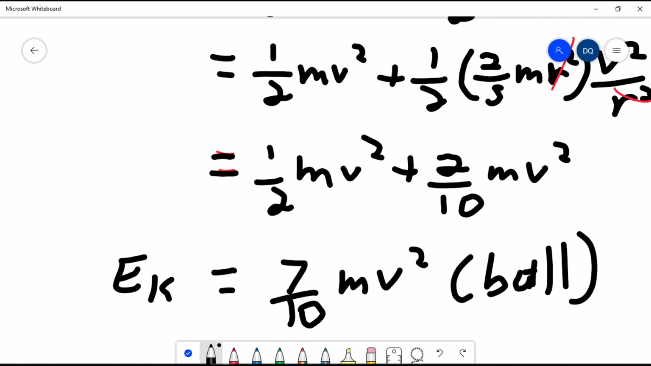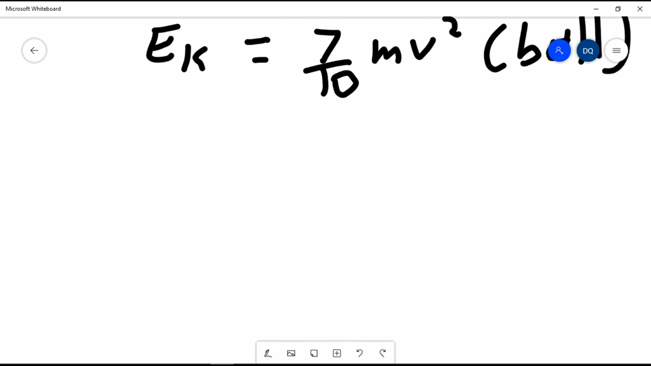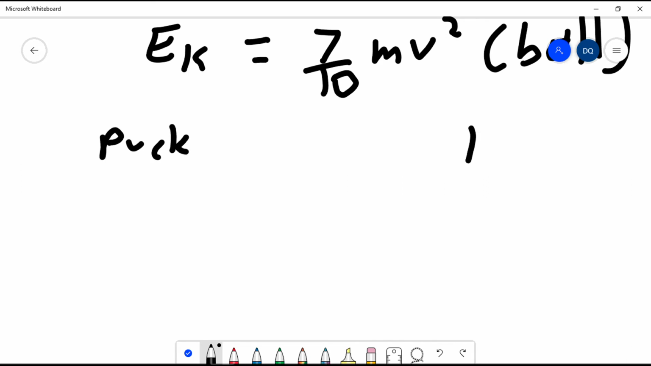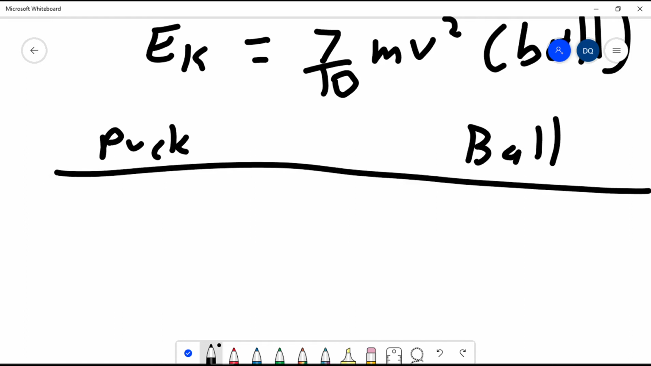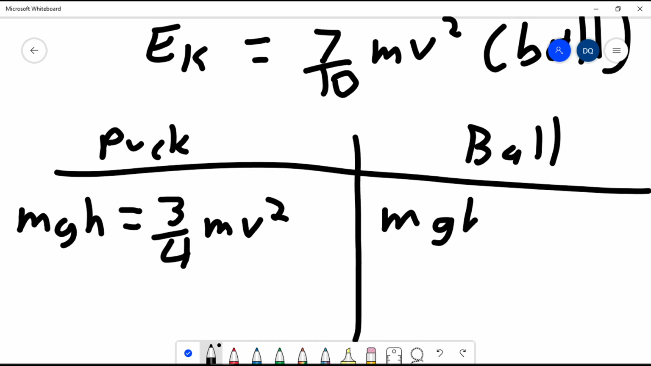So when we race a puck and a ball down a ramp, and all the gravitational potential energy gets turned into kinetic energy, let's look at the puck and the ball. For the puck, the gravitational potential energy was mgh, and it all gets turned into kinetic energy, which was 3/4 mv squared. For the ball, the gravitational potential energy was mgh, and that all gets turned into kinetic energy, which was 7/10 mv squared.